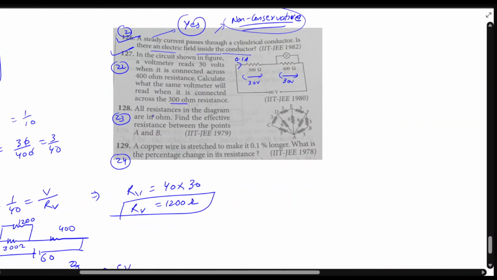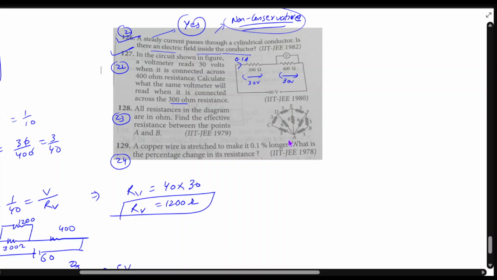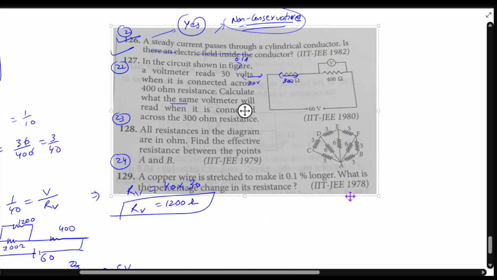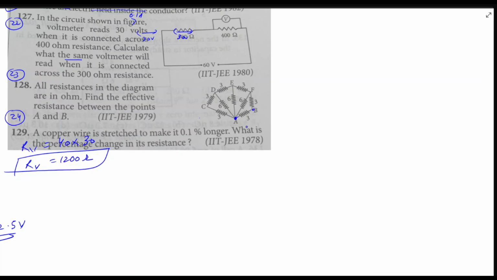That's 23. All resistances in the diagram are in ohm, find the effective resistance. I think this question you must have done it many times. So we'll see. Between A and B we have to find. So these 2 points we have to find. So look, 3 and 3 is in series, right? So 3 and 3 is in series.